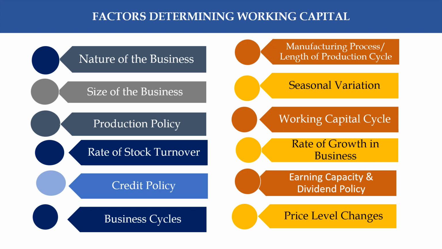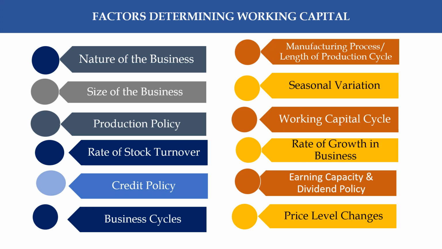Next one is business cycle. Business cycle refers to alternate expansion and contraction in general business activity. In a period of boom, people will come forward to buy more products, so you have to produce more goods. You need more amount of working capital. And during depression, people will lack even the basic facilities. They will not come forward to buy more products. So you need less amount of working capital during depression.